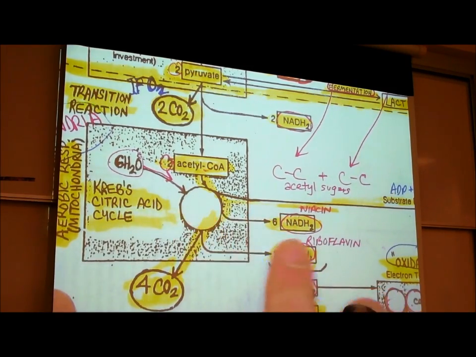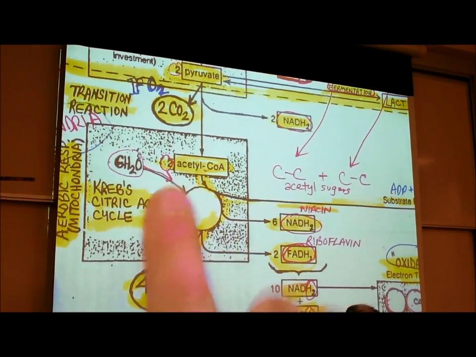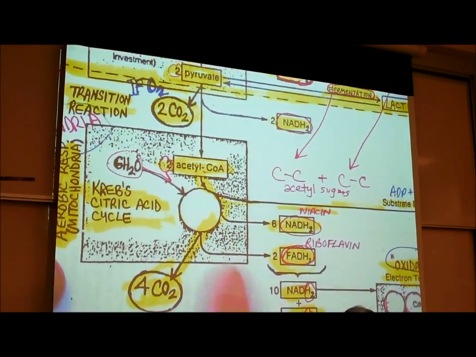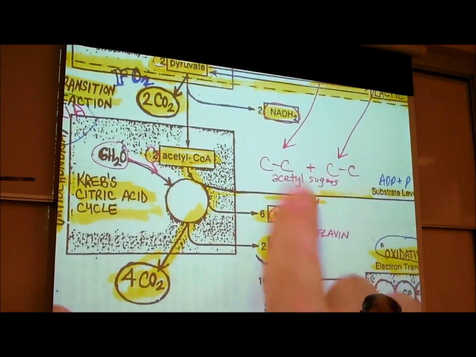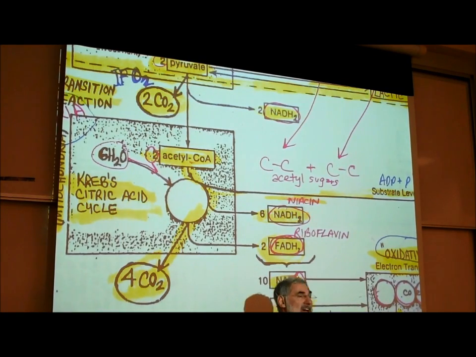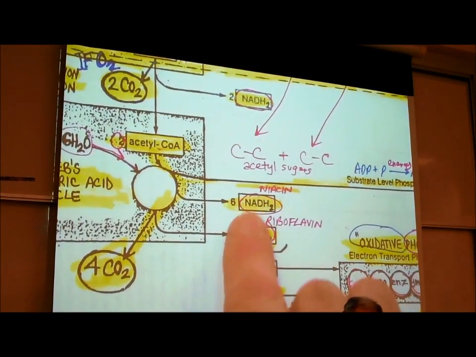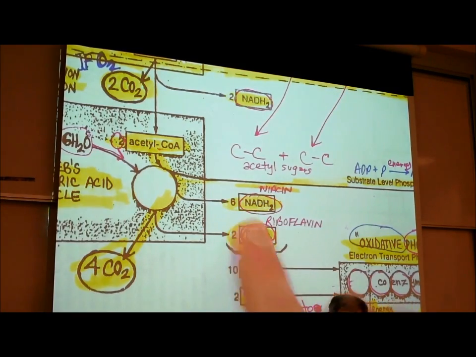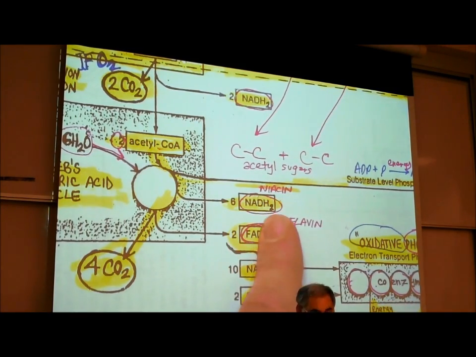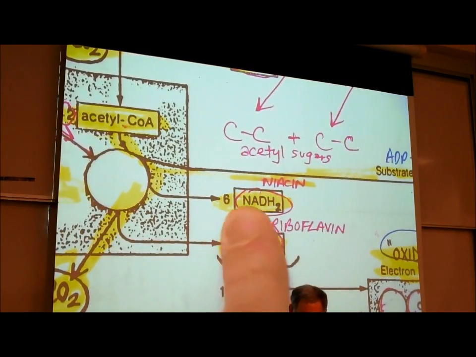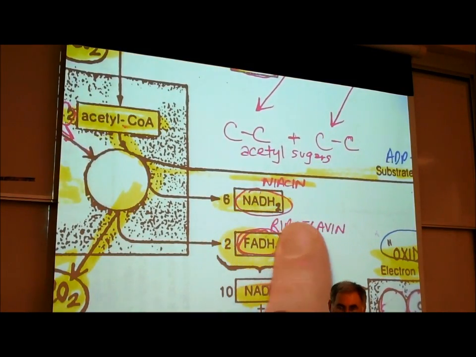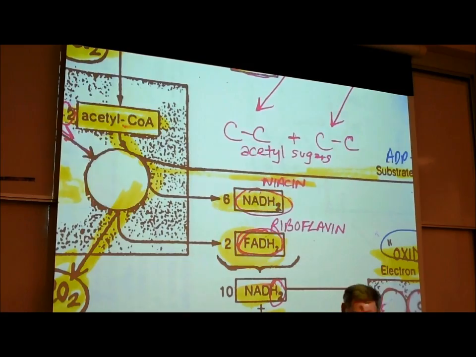Now, in addition, a whole bunch more hydrogens were removed from those sugars. After all, sugars contain carbon, hydrogen, and oxygen. So those hydrogens have been picked up, mostly, again, by the coenzyme NAD, which in reality is the B vitamin niacin. 6 NADs, or 6 niacins, each picked up a pair of hot potato hydrogens.